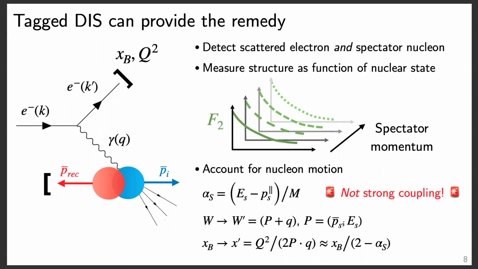And so in the case of X Bjorken, the tagged scaling variable X prime can approximately be represented as X Bjorken divided by 2 minus alpha S. So you see that for alpha S of 1, this is a standing nucleon. You just have X Bjorken, but then as alpha S increases, you start causing a larger and larger shift in what the actual X is.